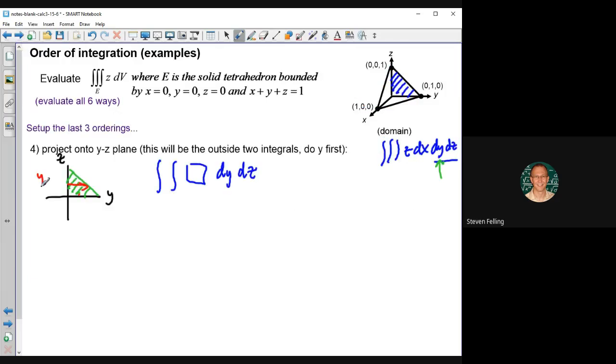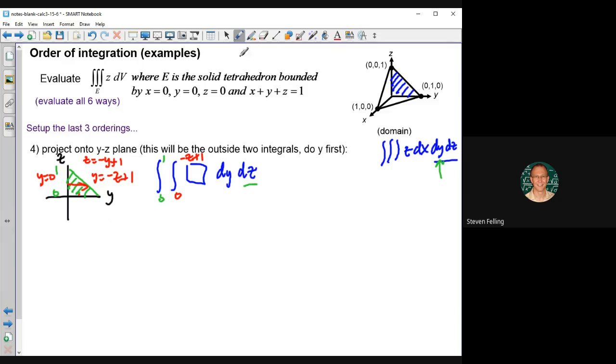So we have to go from y equals 0 to this boundary. Looking at this, it looks like z equals negative y plus 1, with a z-intercept of 1 and a slope of -1, but I have to solve this for y, so it's going to be y equals negative z plus 1. Okay, so we're going to go from y equals 0 to y equals negative z plus 1. And then to cover the outside region, we will go z from 0 to 1. So there are the outer two integrals done.